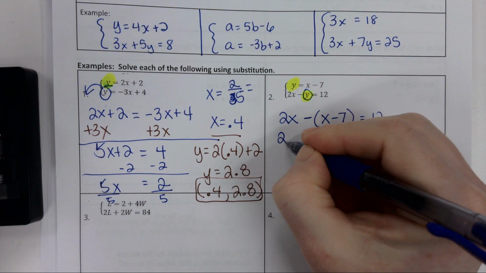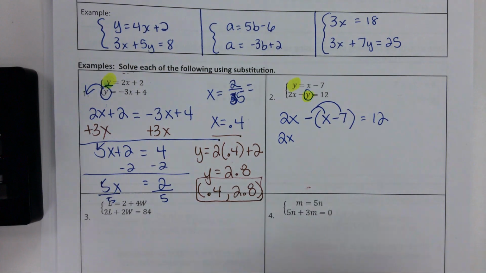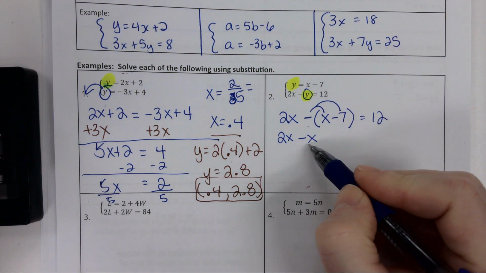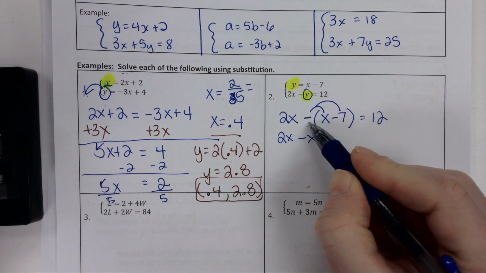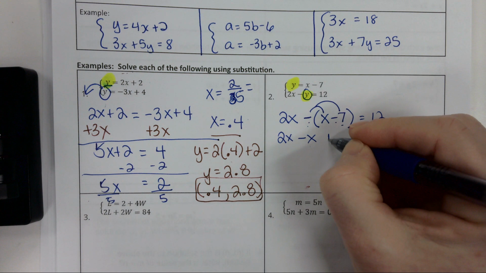Now we solve. I distribute, so I have 2x minus x. What does minus a negative give me? Negative x, good. Now I want the negative to go to the 7. Minus a negative 7 would be plus 7 equals 12.